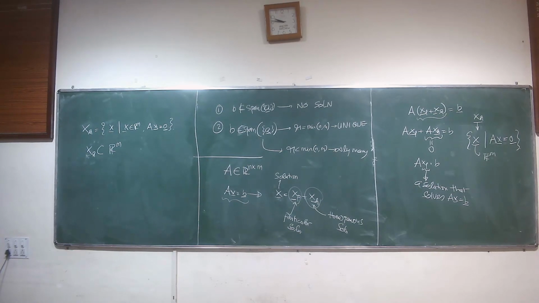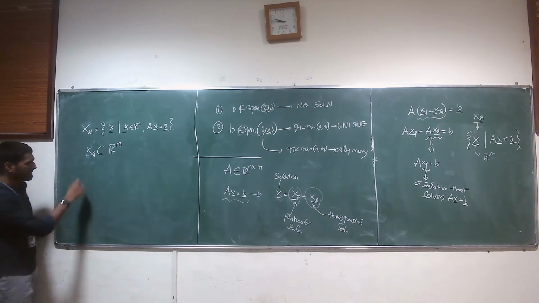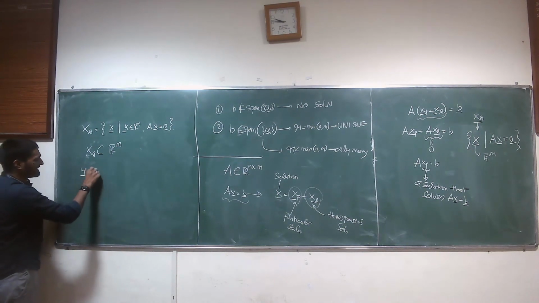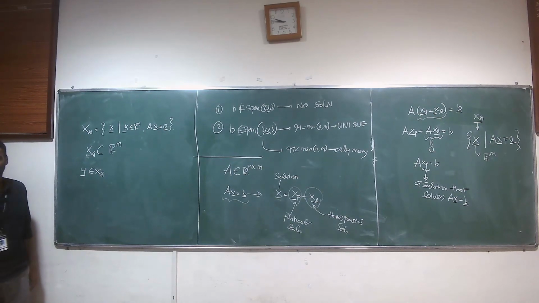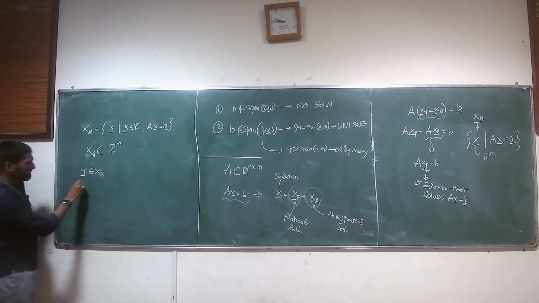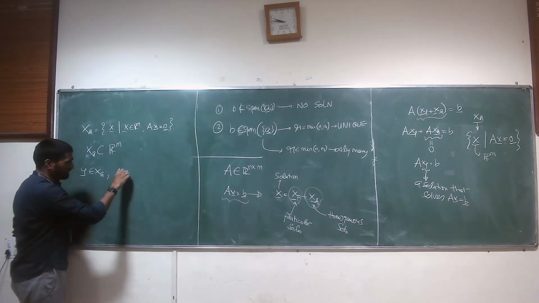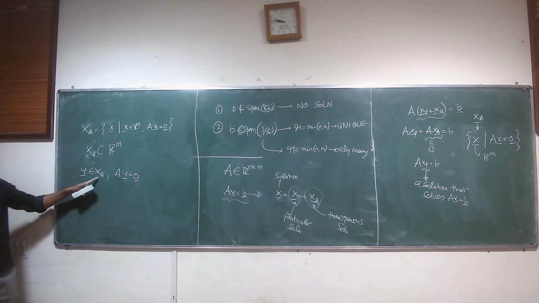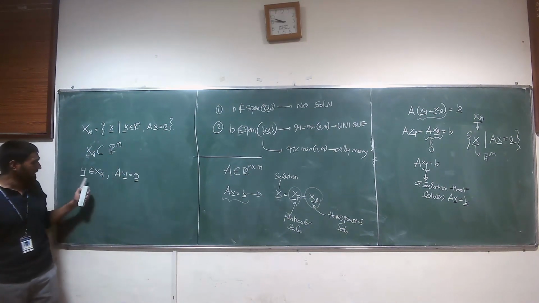What are the conditions? Okay, subset, one condition is satisfied. There is another condition. It has to be a vector space. How will you verify? Let's say we take a vector y from XH. If this is from XH, that means A times y has to be 0, because by definition, this is the condition that a vector needs to satisfy for it to belong to XH.